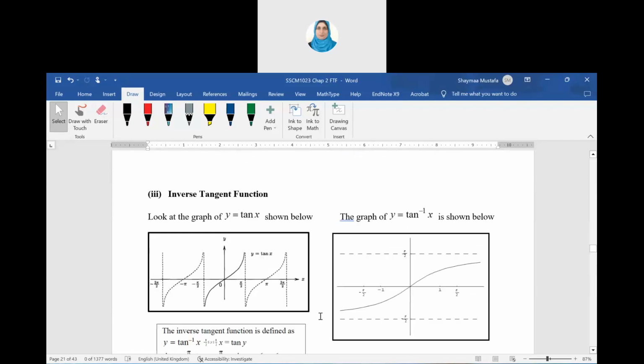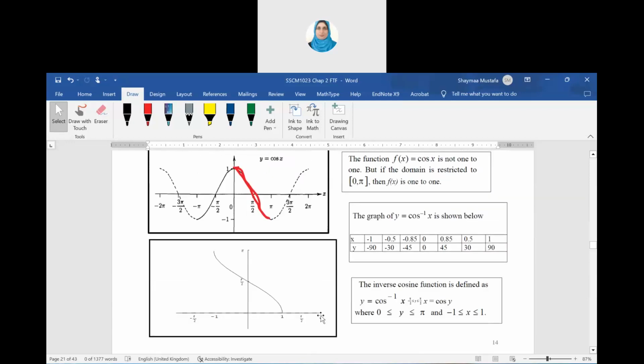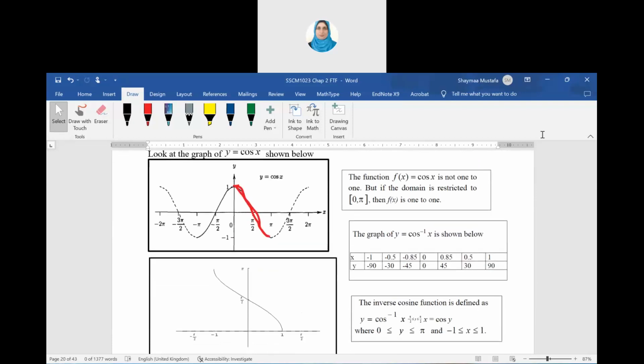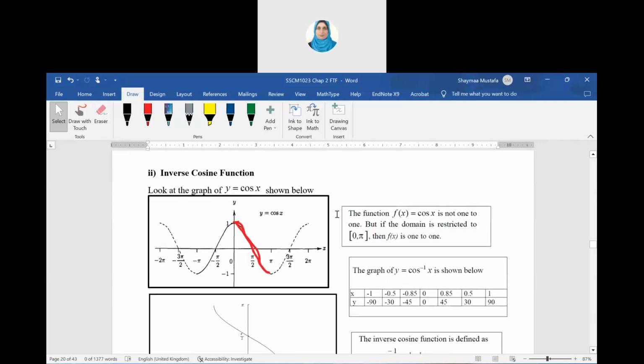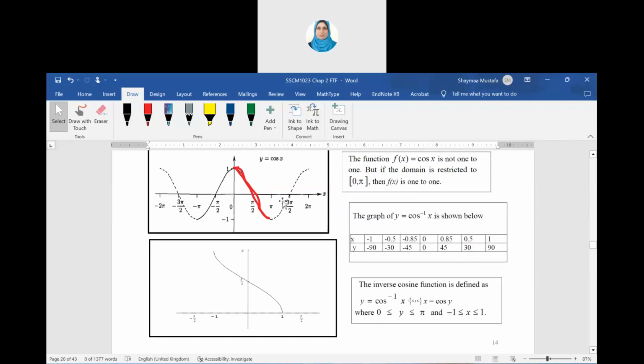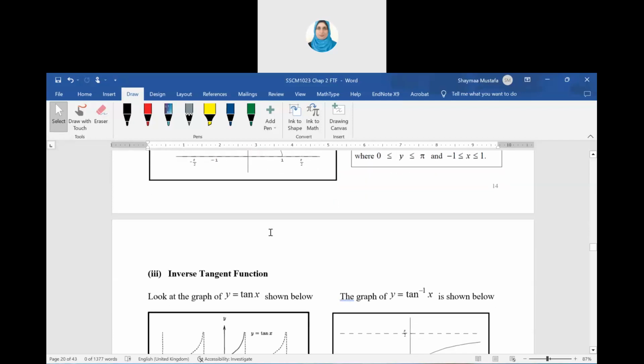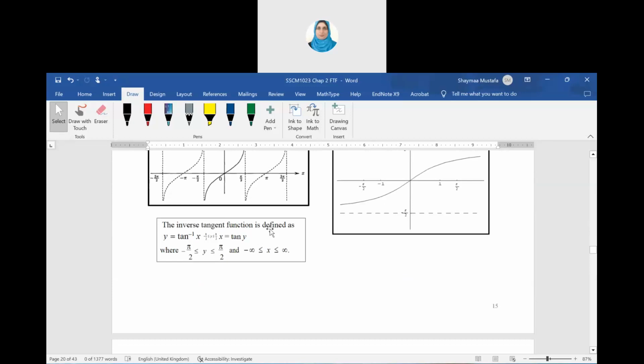Any question until now? If you have any question, you can write it on the chat. Do you know why we have to restrict the domain for this function? Everything is okay, you can just write okay. I need to know if you get it or not. Okay, good.